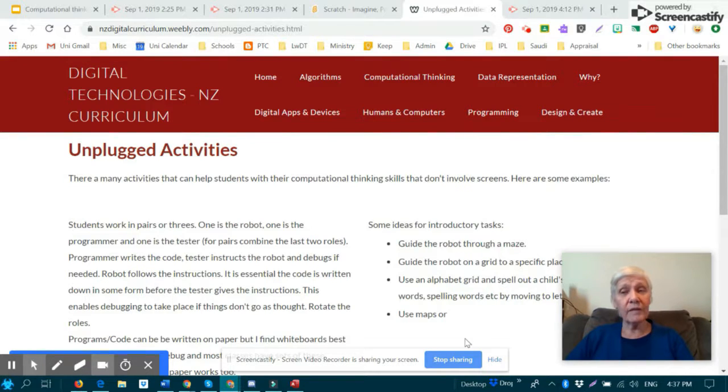So one of the things that's important with this is to use the vocab, so use words like algorithm. So say we're developing a set of step-by-step instructions. Another name for that is an algorithm. When they make mistakes and have to fix them up, then we talk about how we are debugging. So this page on the IPL site has got lots of unplugged activities and ideas, and I'll put the link down below the video for you.